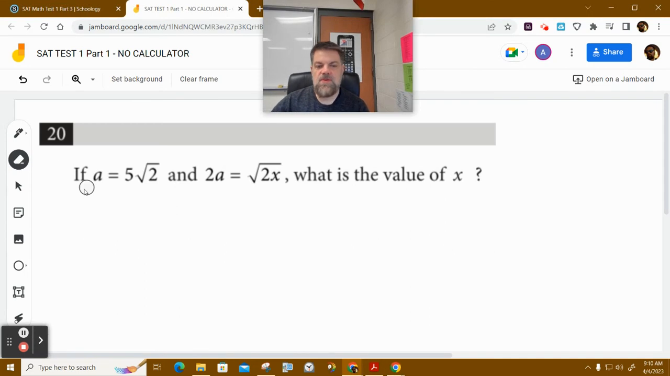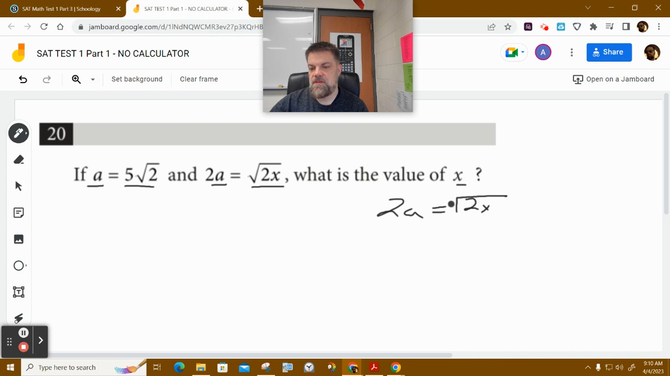Anyways, so for this one it says if a is equal to 5 root 2 and 2a is equal to the square root of 2x, what's the value of x? Well, I know that 2 times a is equal to the square root of 2x. Okay. Well, I know that a equals this stuff, so I'm going to say 2 times a, but a equals this stuff. So 5 root 2.